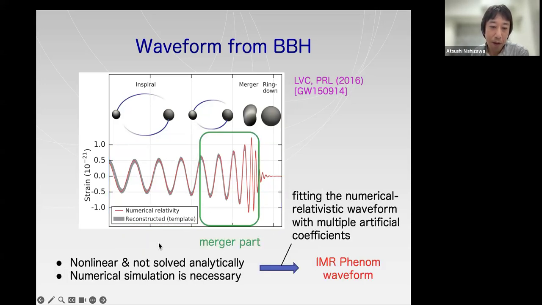In general, this nonlinear regime is solved by numerical simulation, and the waveform is computed by the simulations. But there exists a phenomenological waveform. This is a fitting waveform to the numerical waveform. By giving many coefficient parameters, the waveform is computed analytically.